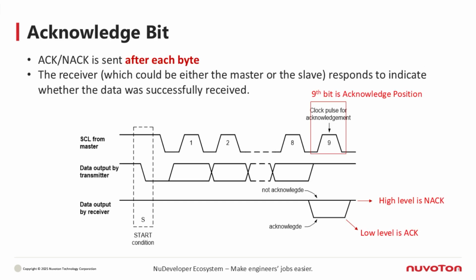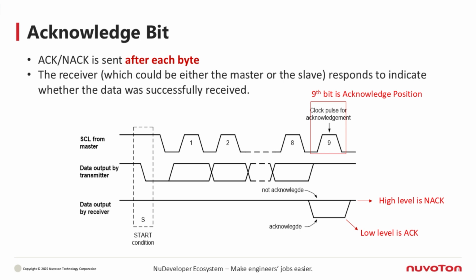Now let's take a look at the acknowledge bit, or what we usually call the ACK in I2C. After every 8 data bits are transmitted, the transmitter will release the SDA line and wait for the receiver's response during the 9th clock cycle. At that moment, if the receiver pulls SDA low, that means ACK, which tells us the data was received successfully. But if the receiver leaves SDA high, that becomes a NACK, meaning the data was not accepted, or the receiver wants to stop the communication.